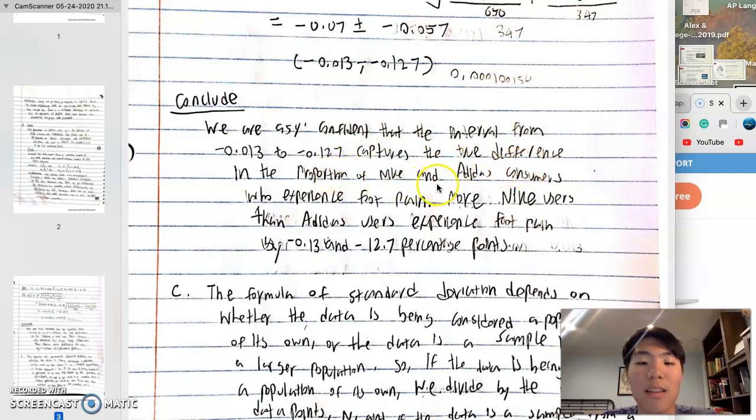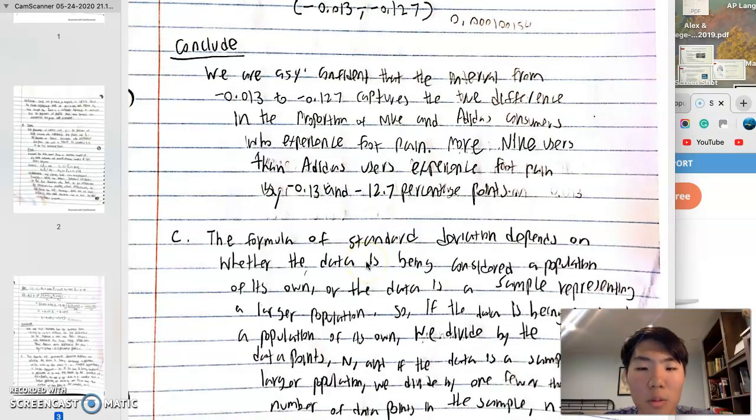the proportion of Nike and Adidas consumers who experience foot pain, and more Nike users than Adidas users experienced foot pain by negative 0.13 and negative 12.7 percentage points.